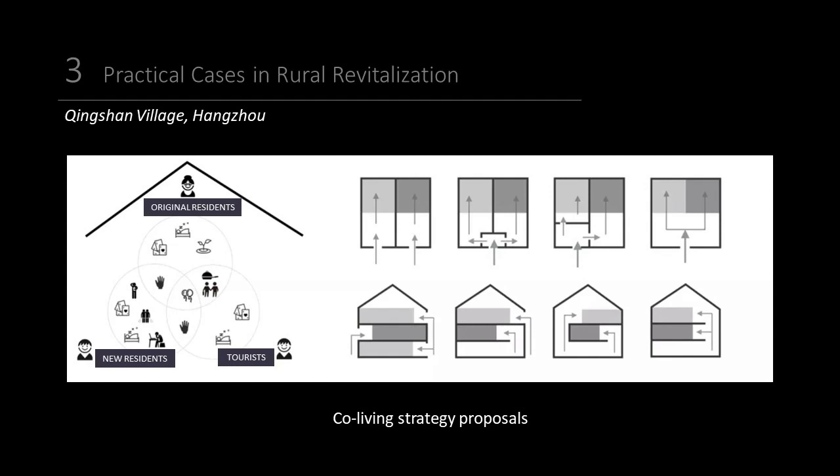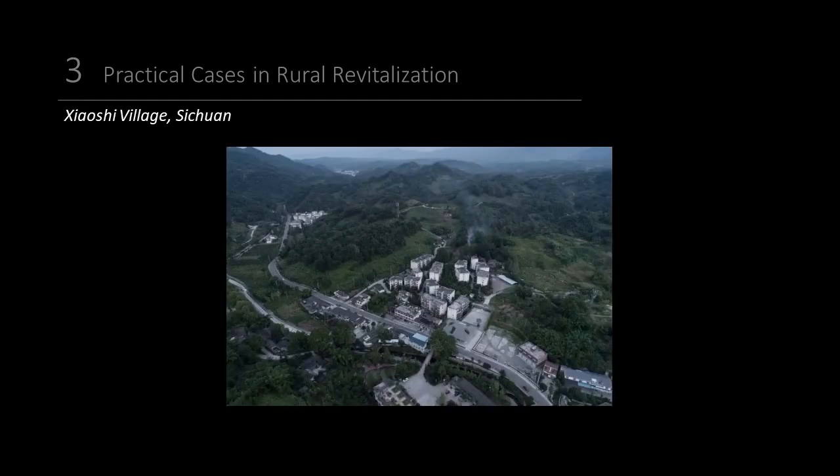And the reason it wasn't found initially was that the people we talk to and live with are inherently only those that are willing to interact. So there is an inherent bias, but we still need to consider everyone's needs. The last case is the Xiaoshi village in Sichuan.